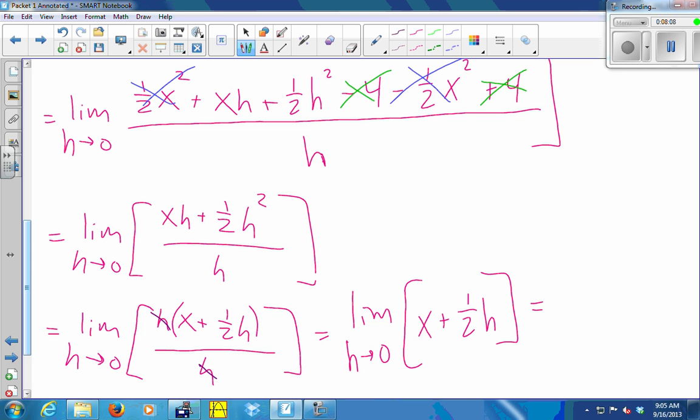Now I can take the limit. Now I can plug in h equals 0, and what do I get? x. When h equals 0, that whole term just disappears, and you get x. That is my derivative f prime of x. It's my derivative function, which looks very much like the graph that we sketched by hand and the graph that the calculator produced. y equals x.